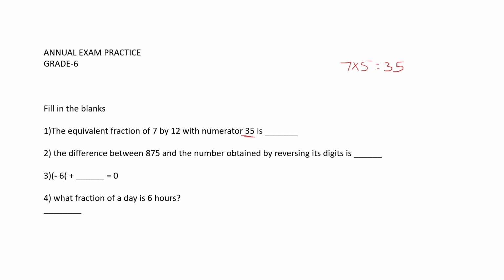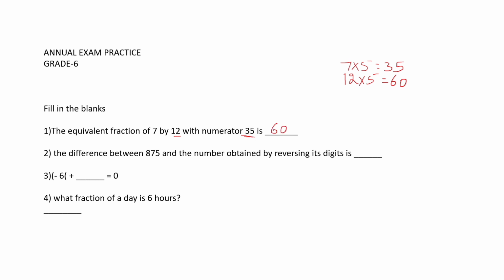Similarly, to get an equivalent fraction, we must multiply the denominator by the same number. Correct? So the denominator is 12. 12 into 5 will be 60. So here, therefore, the equivalent fraction is 35 by 60.